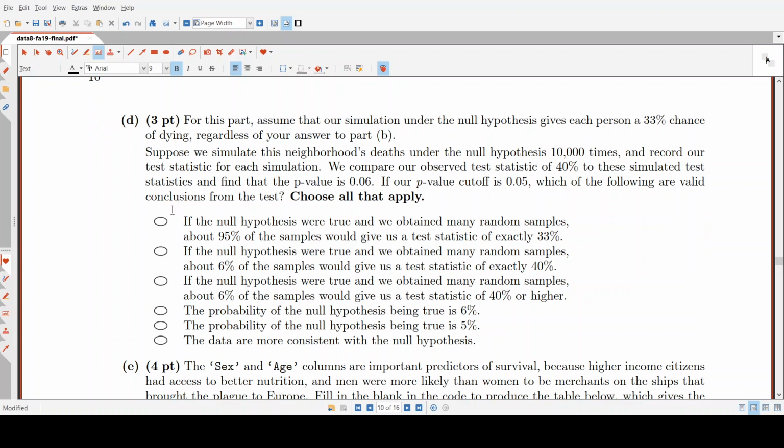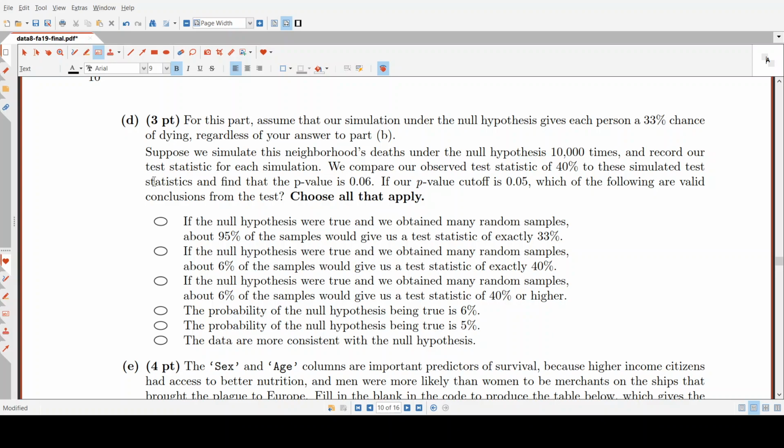Okay, D. For this part, assume that our simulation gives each person a 33% chance of dying, regardless of your answer to part B. So, suppose we simulate this neighborhood's deaths under the null 10,000 times and record our test statistic for each simulation. We compare our observed test statistic of 40% to the simulated test statistics and find that our p-value is 0.06. If the cutoff is 0.05, which of the following are valid conclusions from the test?